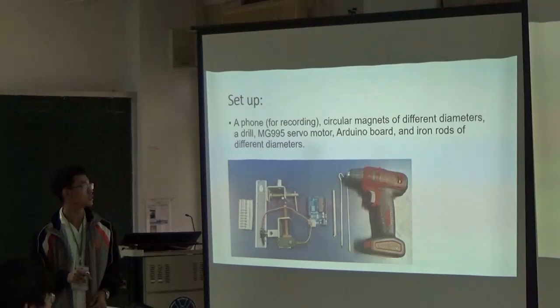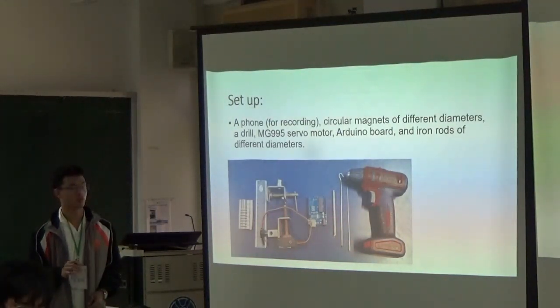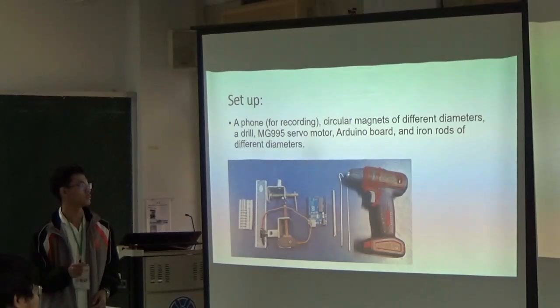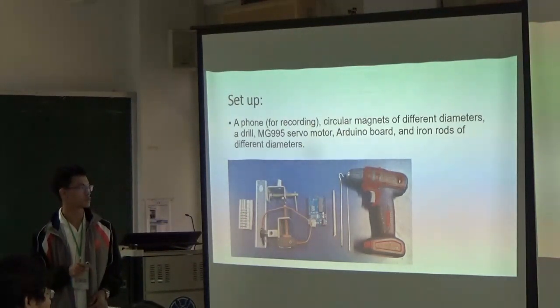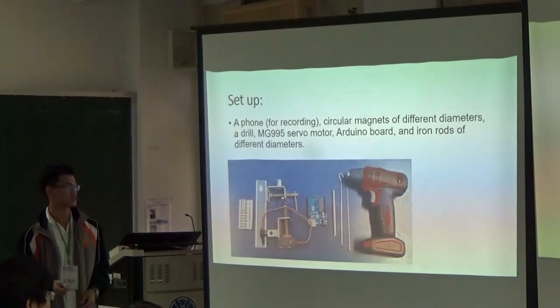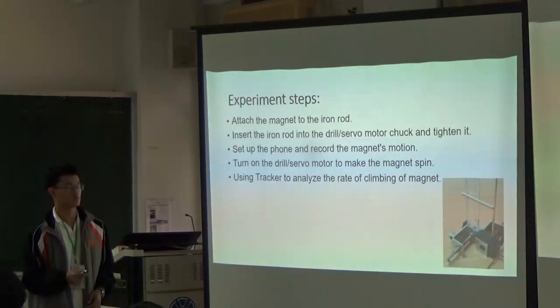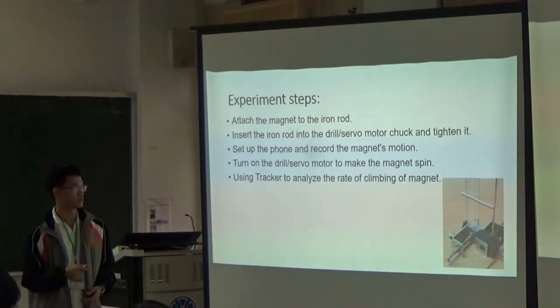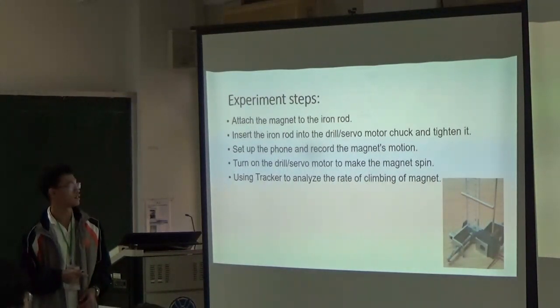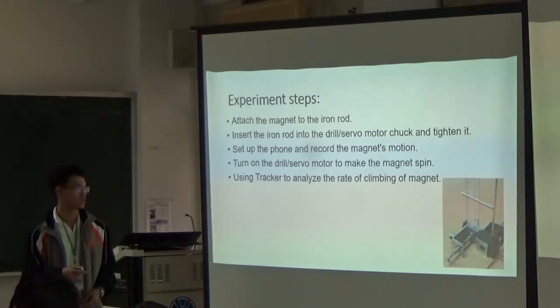It's our experiment setup, and we use a phone for recording and cylindrical magnets of different diameters, a drill and MG995 servo motors, an Arduino board, and iron rods of different diameters. And these are our experiment steps. First, we attach a magnet to an iron rod and insert the iron rod into a drill or a servo motor chuck and tighten it. And set up the phone and record the magnet's motion, and turn on the drill or servo motor to make the magnet spin, and use the tracker to analyze the rate of climbing of the magnet.